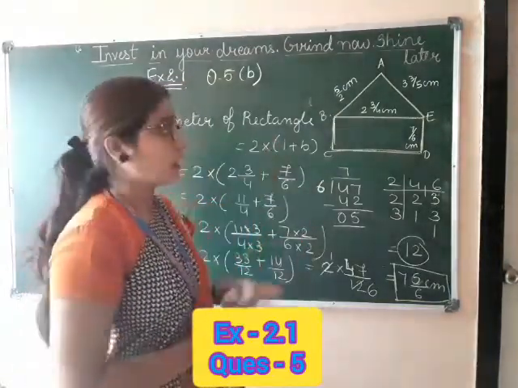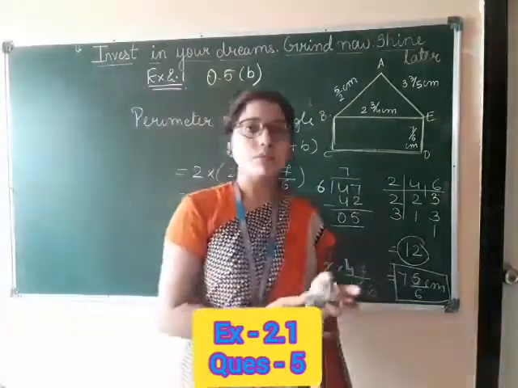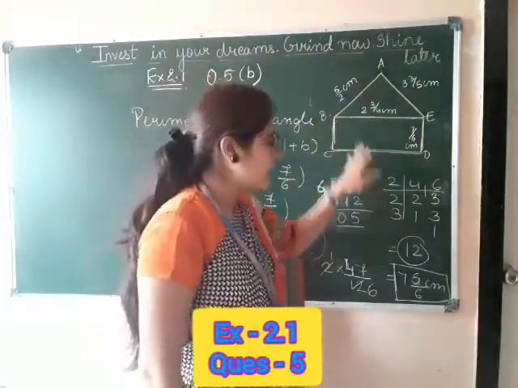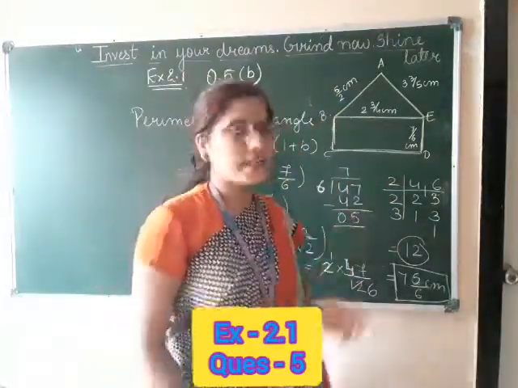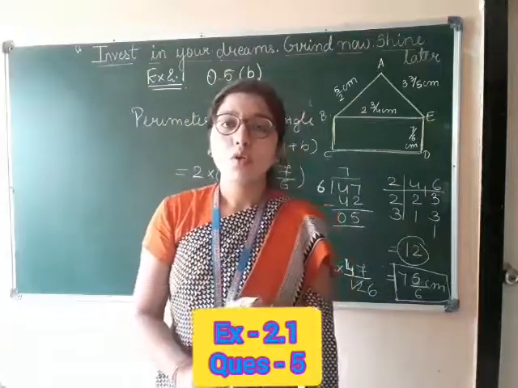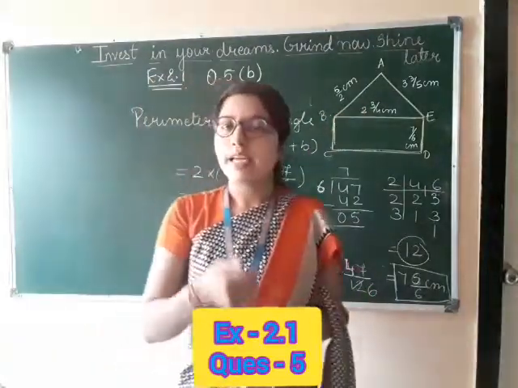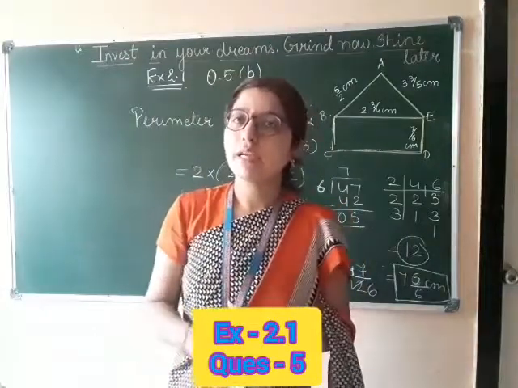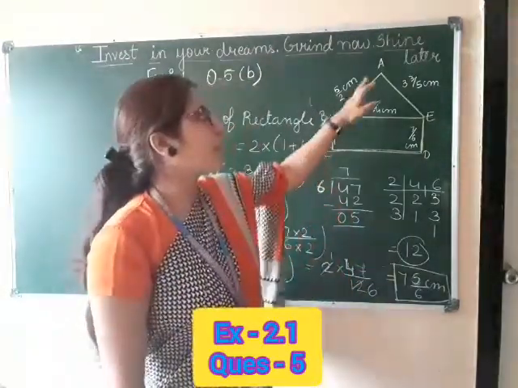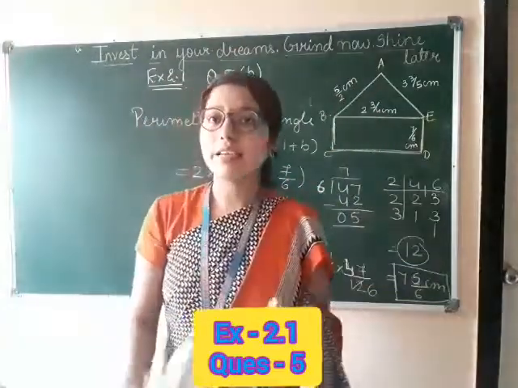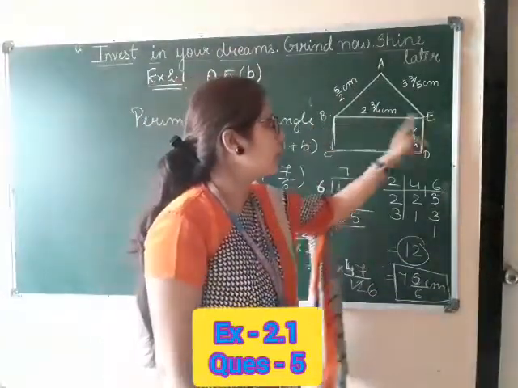Then we have to compare the perimeters of triangle ABE and this rectangle. So the perimeter of the triangle is greater than that of the rectangle. So at the end we have to write the statement that the perimeter of triangle ABE is greater than rectangle BECD.